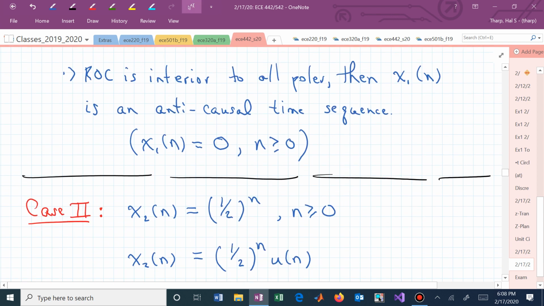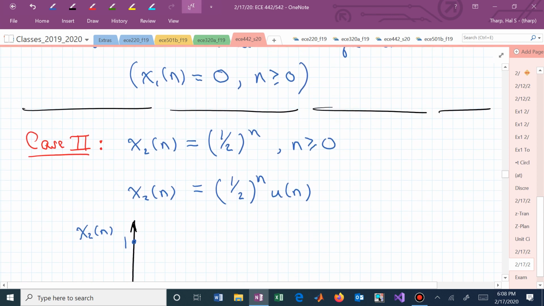Case 2. Here I've already written it both ways. Here it's easier to think of as far as the unit step with this switch. This is still the unit step. We're looking for that switch to be on when its argument is non-negative, and that's true for non-negative values of n. Then we have 1/2 to the n, where n is 0, 1, 2, etc.